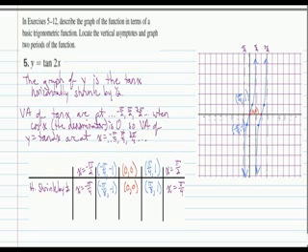Describe the graph of the function in terms of a basic trig function. Well, the graph of y is the tangent of x horizontally shrunk by 1/2. Locate the vertical asymptotes and graph 2 periods of the function. Vertical asymptotes of tangent are at negative pi over 2, pi over 2, 3 pi over 2, when cosine, the denominator, is 0.